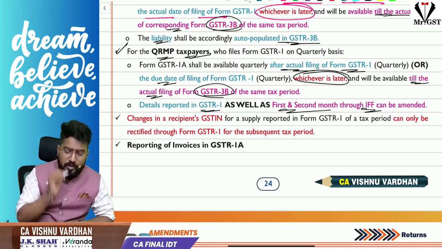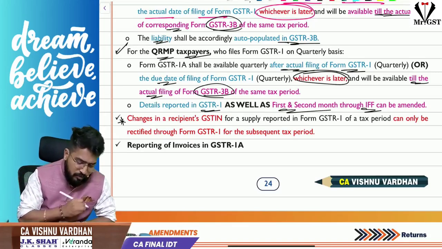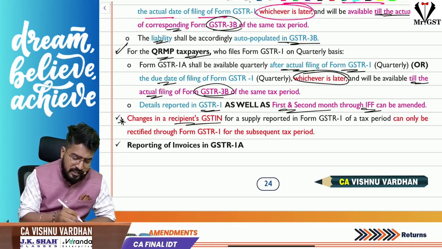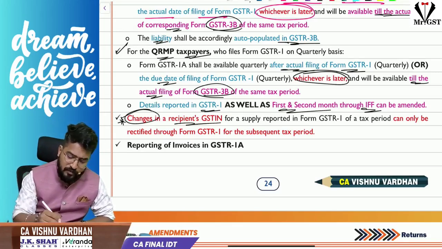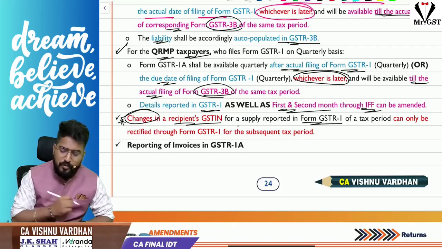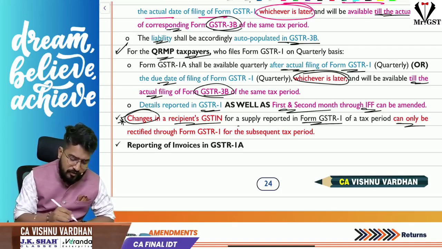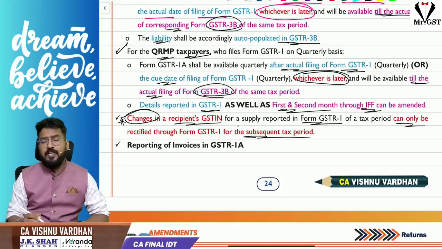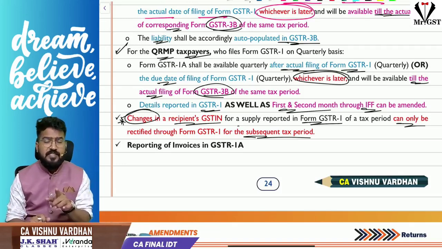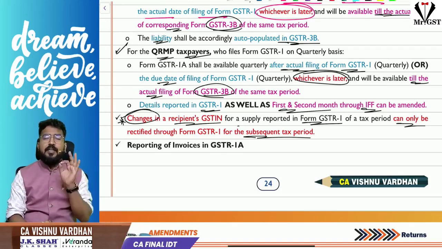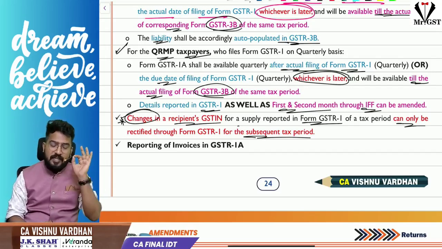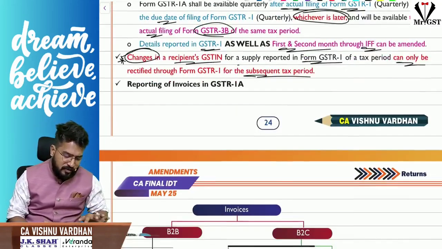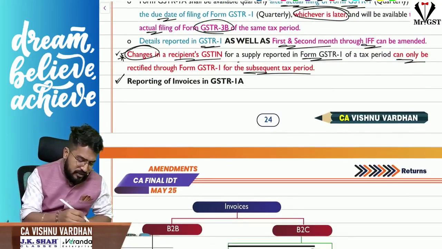Sir, the only drawback here is, please understand the important point. If the recipient GSTIN needs to be changed, that cannot be done through GSTR1A. That shall be reported only through GSTR1 of the subsequent tax period. So change in recipient's GSTIN can be done only through subsequent period GSTR1. You cannot do that by filing GSTR1A. Okay. Fine.